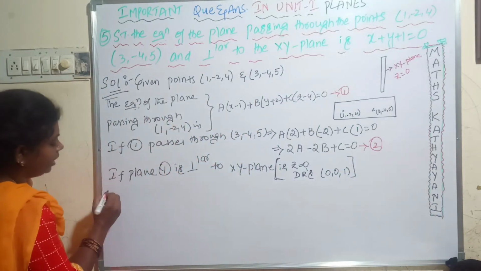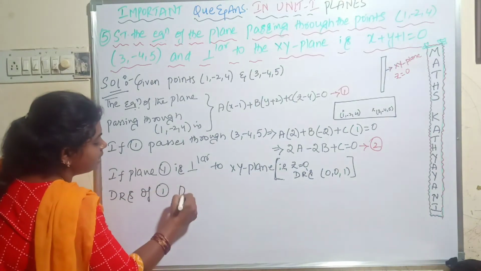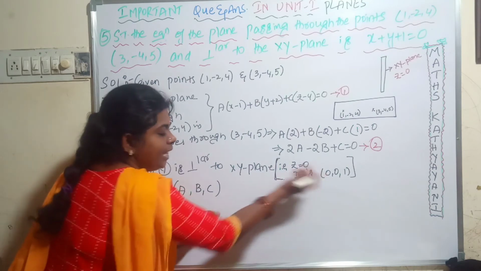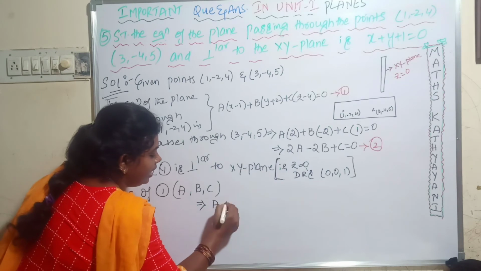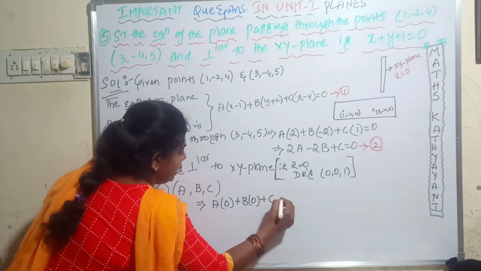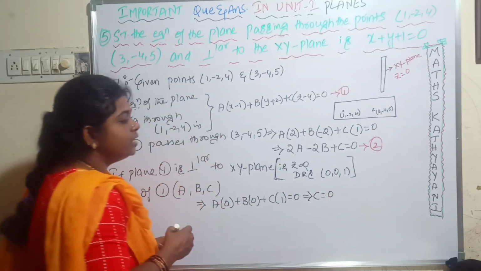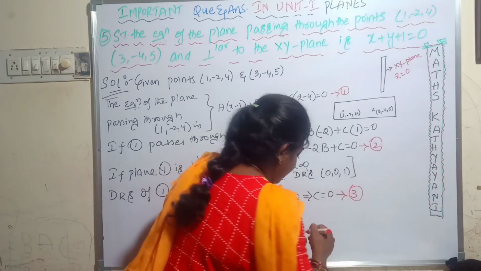Now the DRs of plane 1 are a, b, c. If these two are perpendicular, by the condition of perpendicularity we will get a into 0 plus b into 0 plus c into 1 is equal to 0. That implies c is equal to 0. Consider this equation as the third equation.